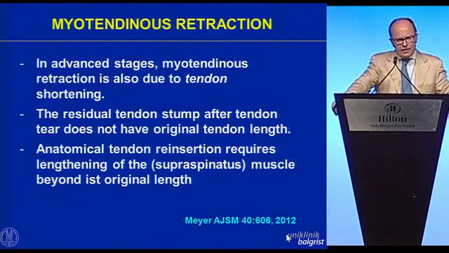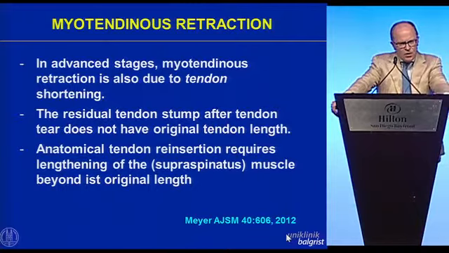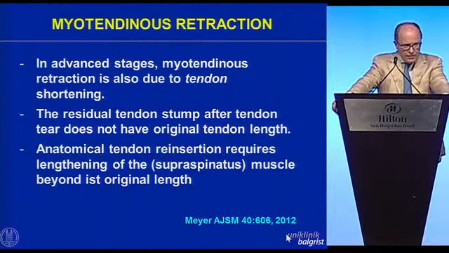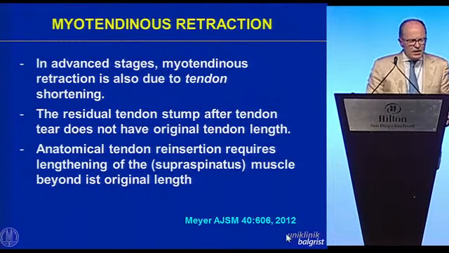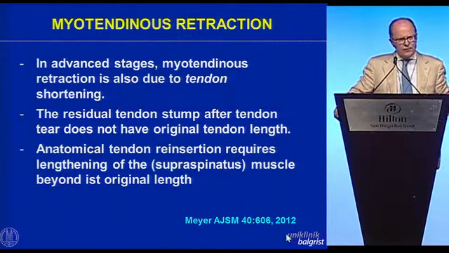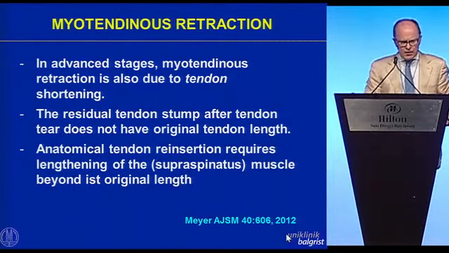Myotendinous reduction in advanced stages is also due to tendon shortening. The residual tendon stump after tendon tear does not have the original tendon length. And if you want to repair anatomically, you have to lengthen the supraspinatus muscle beyond its original length.